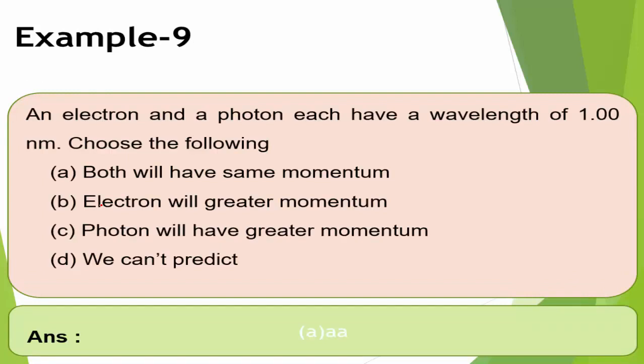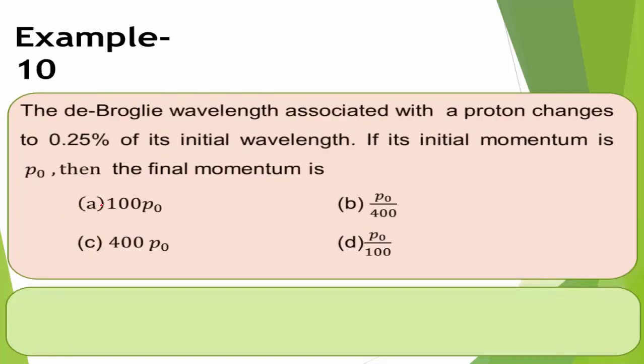Here both will have same momentum. The electron and proton have wavelength 1 nanometer. If the wavelength is same, the momentum is also same, because lambda is equal to h divided by mv. If the wavelength of the electron and the photon is 1 nanometer, then the momentum is also same. Both will have same momentum. Option A is the right answer.